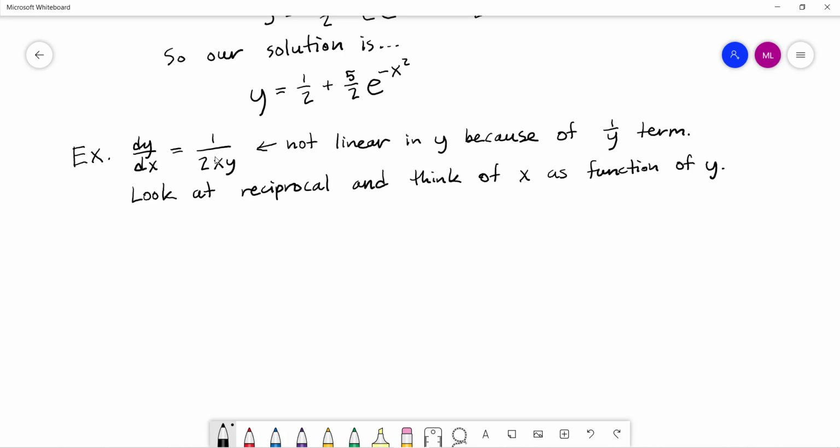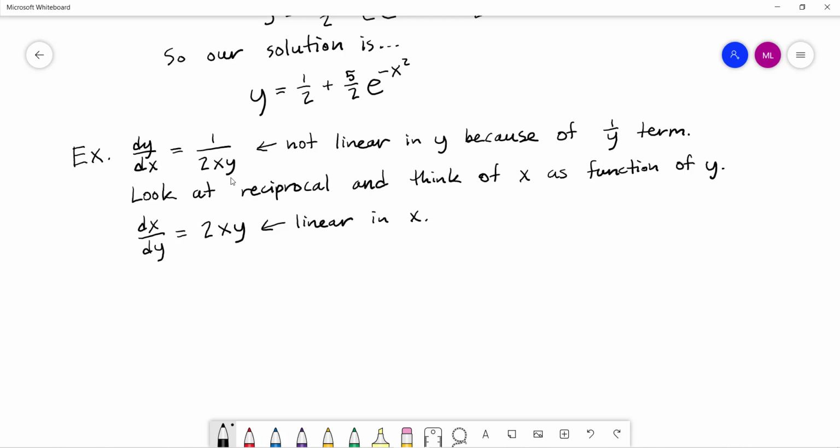So instead, let's look at the reciprocal and think of x as a function of y. So when I take the reciprocal, we take the reciprocal of everything. And that's the nice thing about Leibniz notation. Dy dx, when I take the reciprocal, becomes dx dy. And the reciprocal of 1 over 2xy becomes simply 2xy. This is linear in x, right? You can think of it as a function 2y multiplying our x, but now it's the x terms that I'm looking for nonlinearities in, and there aren't any. This is linear in x.